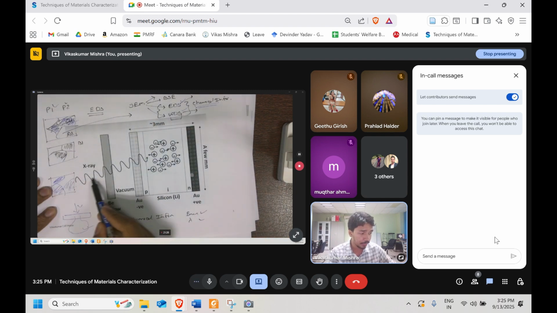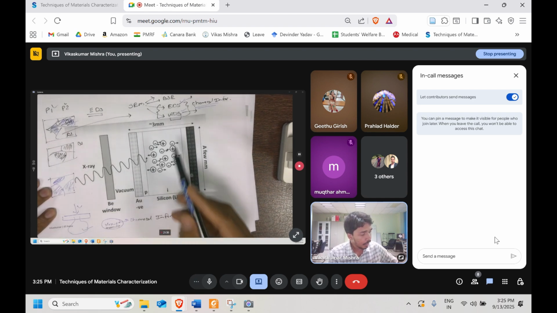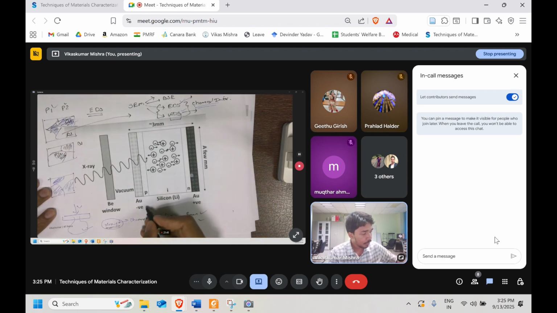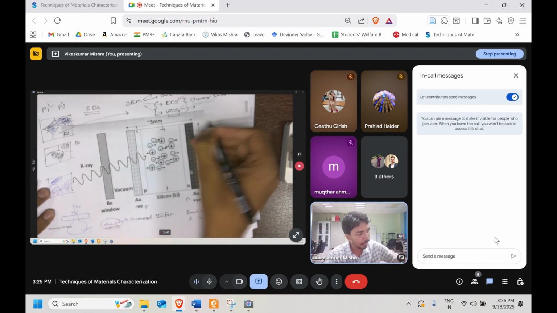So this is the X-ray which is going. In front of the detector, we are placing the beryllium window. So it will filter out, it won't let any moisture and all those things come. And then it will go to this PIN junction, this particular semiconductor. It is made up of silicon. Here it's P doped and here it's N doped.